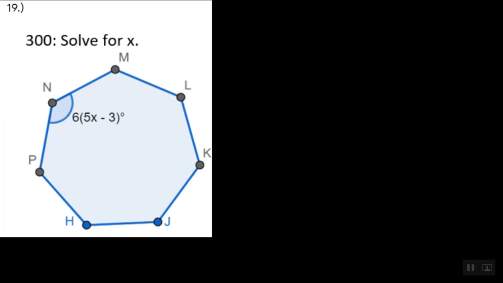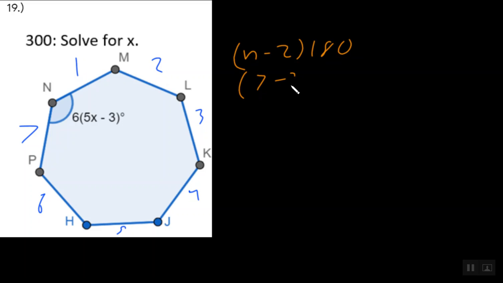Okay, problem number 19. Now let's go ahead and label our number of sides. Here I see 1, 2, 3, 4, 5, 6, 7 sides. And so what formula are we going to use? Remember, we'll use our n minus 2 times 180, where our n is 7, so 7 minus 2 times 180, and 7 minus 2 is 5 times 180. And of course, this should give us 900 degrees.